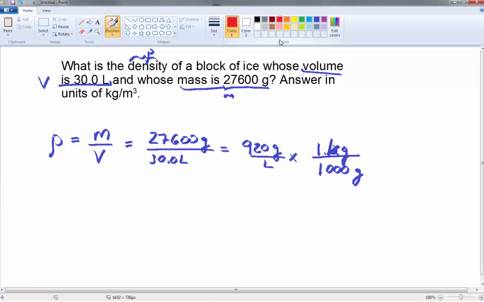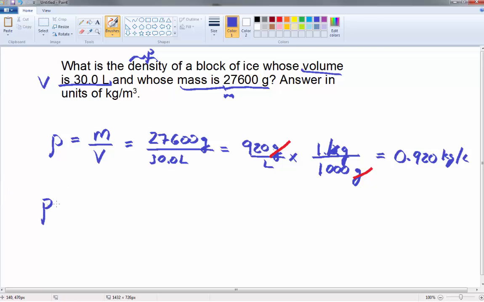And so what you see here is that the grams are going to cancel. And if you put this into your calculator, what it basically does is you're dividing 920 by 1,000. So you have a decimal point that's here. It's like moving the decimal point over three spaces. You end up with 0.920 kilograms per liter.